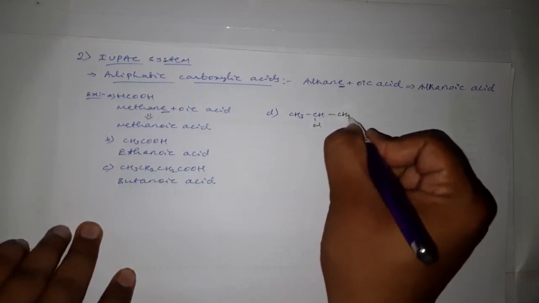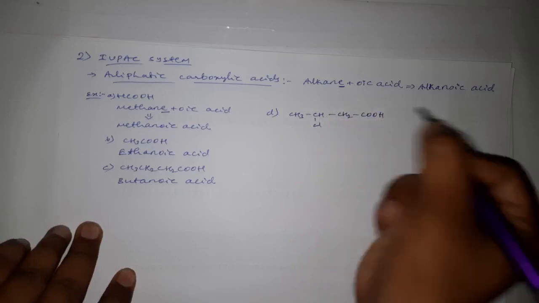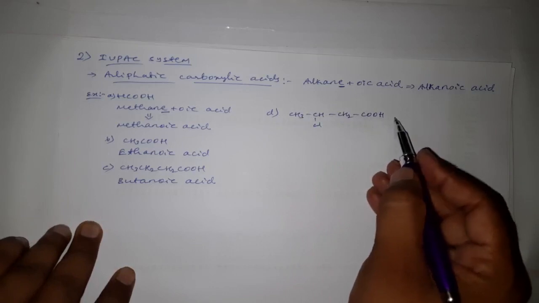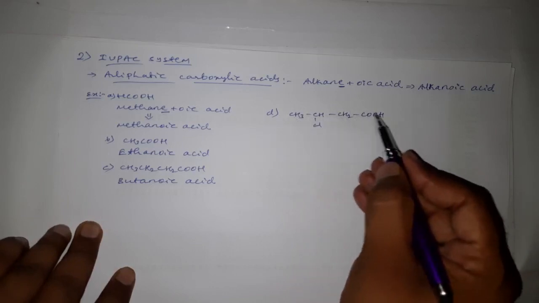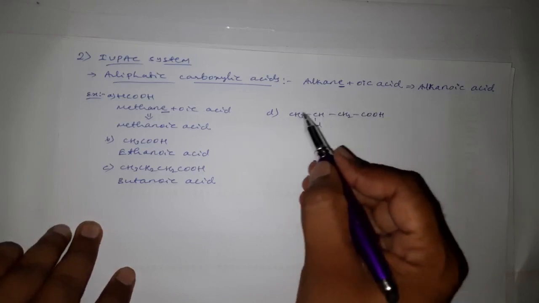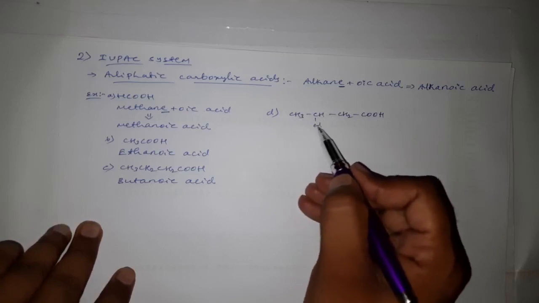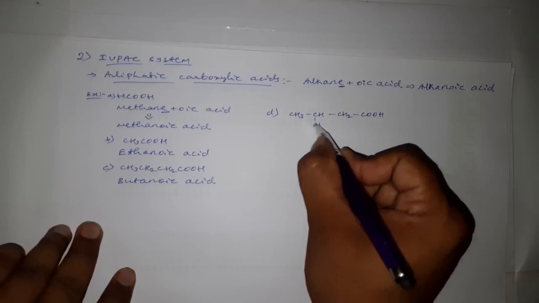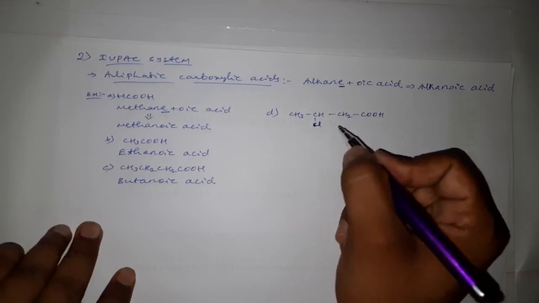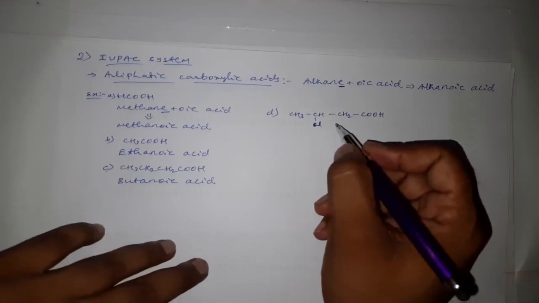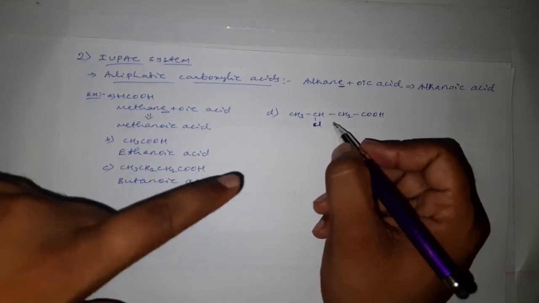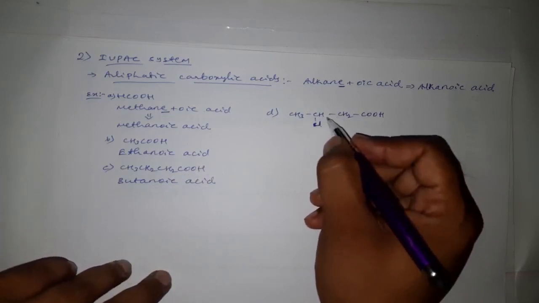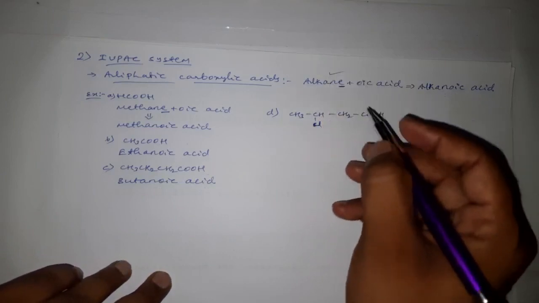And if substituents are there, like this, CH3CHClCH2COOH, this is a carboxylic acid which we can easily say can be derived from butane because it contains 4 carbon atoms. But here it has one substituent, that is Cl, chlorine. In this case, how do we give the IUPAC name?